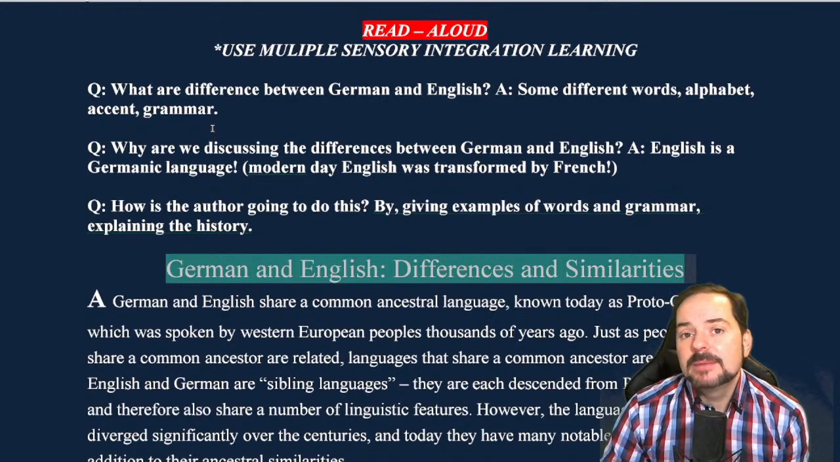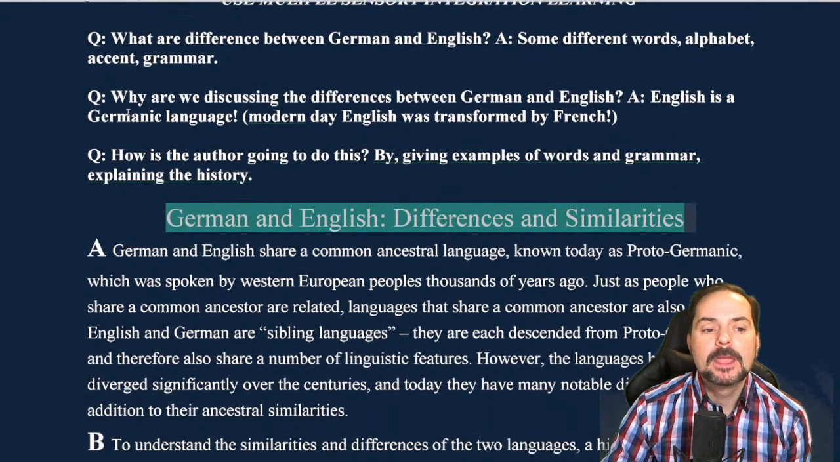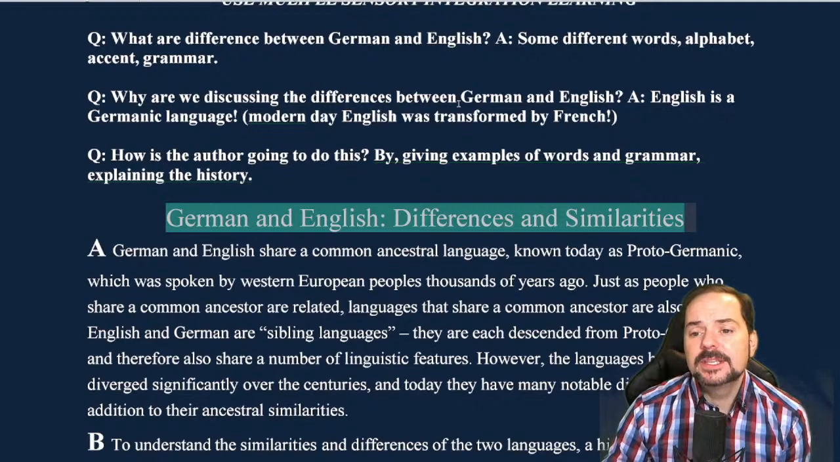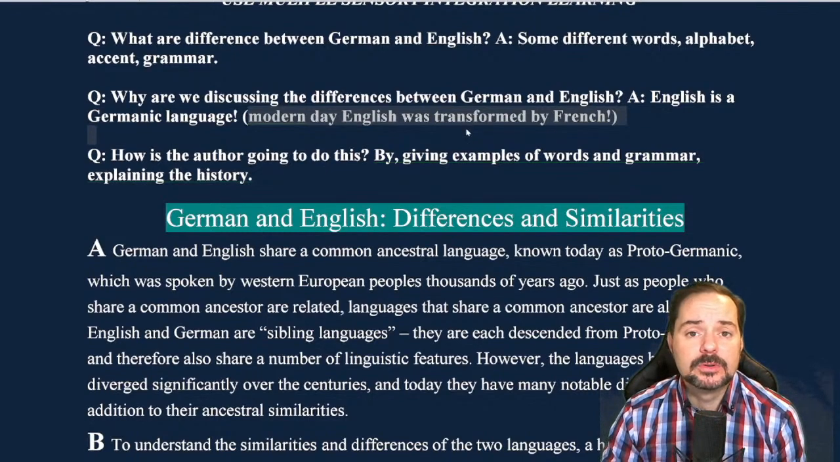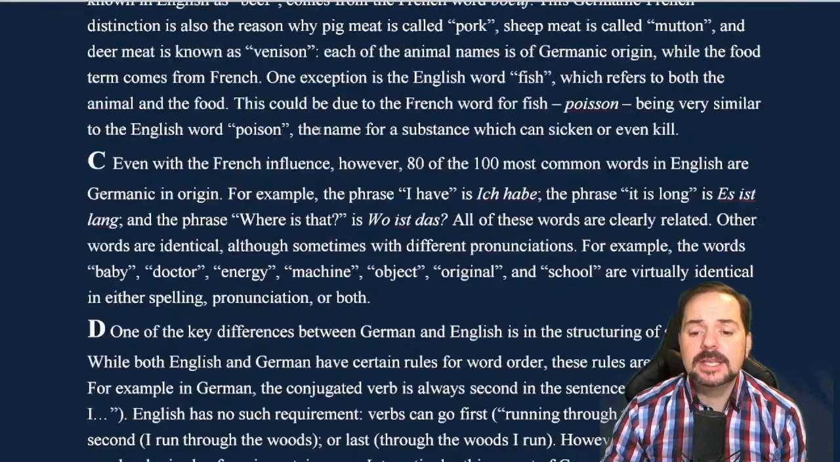Similarities, probably the same. Similar words, some similar letters, grammar, expressions. Why are we discussing this? Well, English is a Germanic language, and modern day English was also greatly influenced by French. Okay, all right, let's take a look at the question.